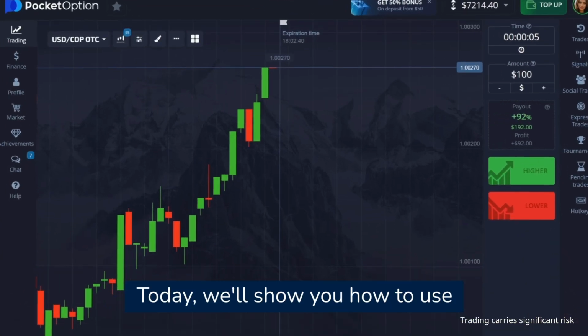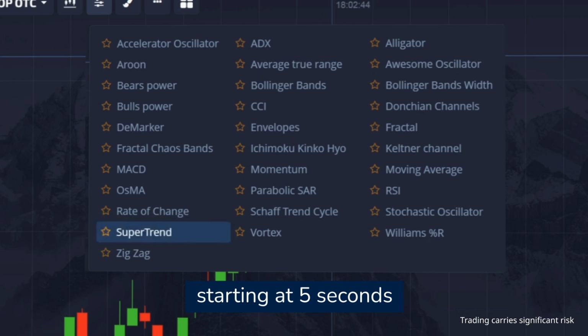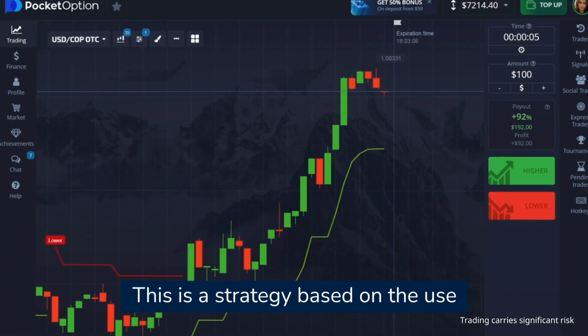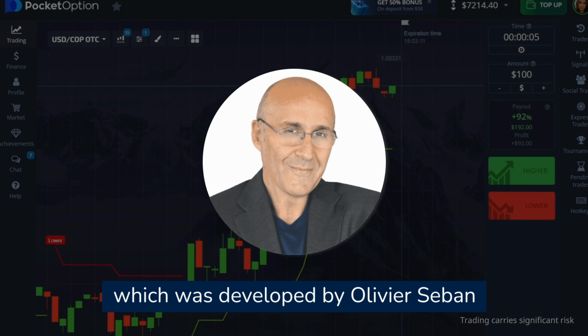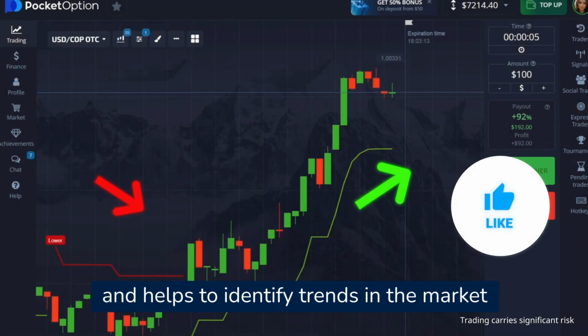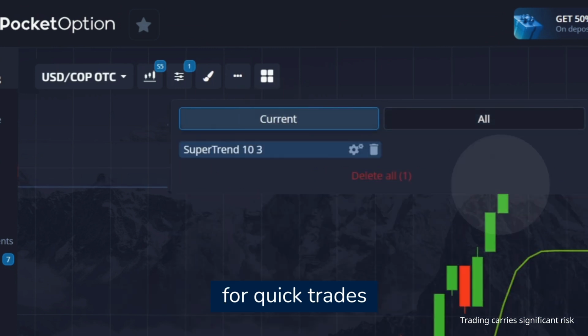Today, we'll show you how to use the SuperTrend strategy for quick trades starting at 5 seconds. This is a strategy based on the use of the SuperTrend indicator, which was developed by Olivier Sabin and helps to identify trends in the market. How to set up the SuperTrend indicator for quick trades.